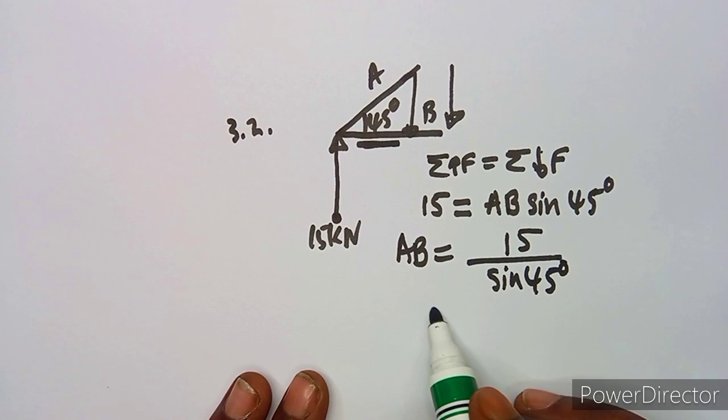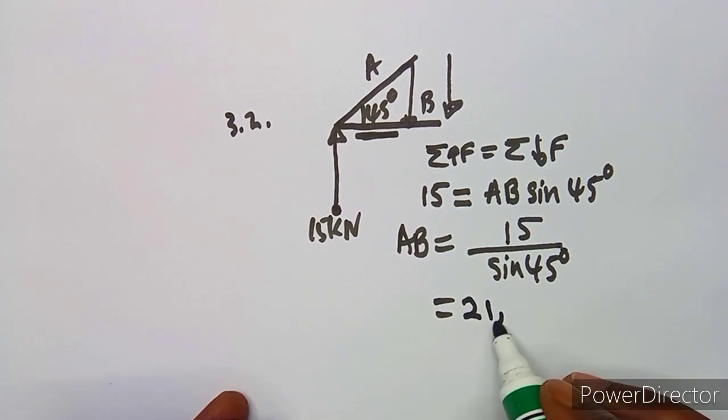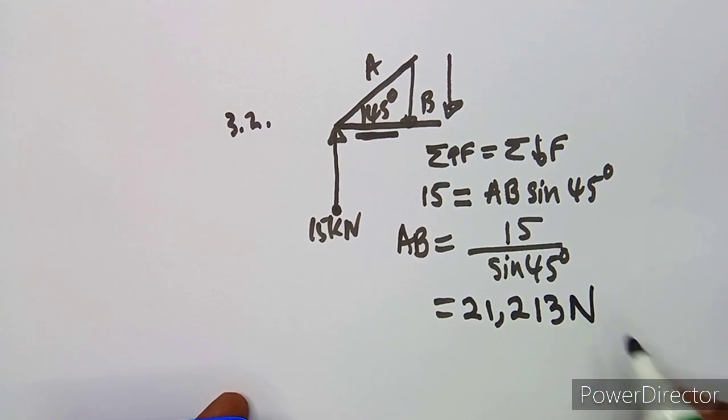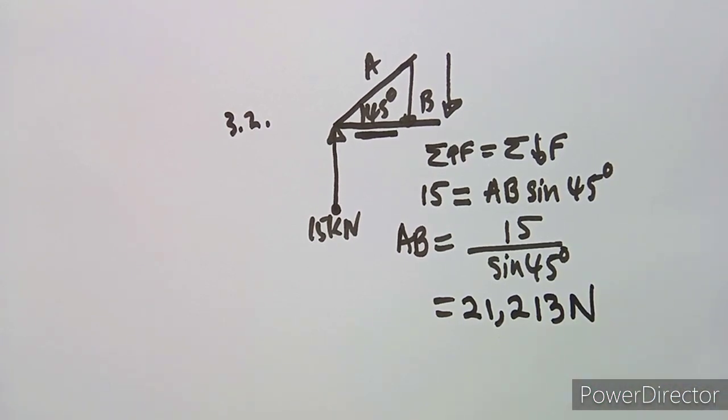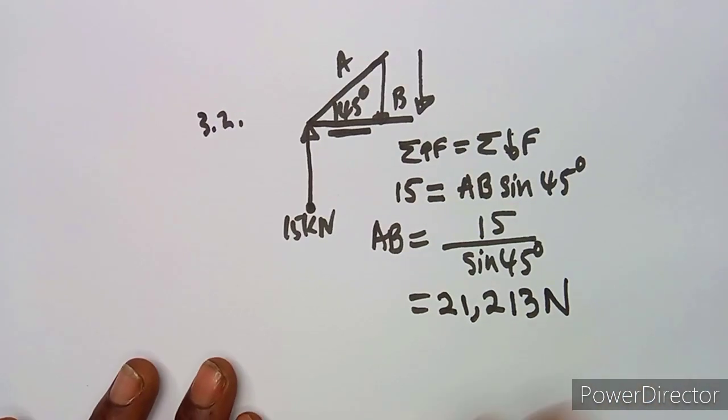So using this way, I'm not going to forget it. So using your calculator, 15 divided by sine 45, guys, because of my setup, I'm just going to punch out the value. So you're going to obtain something like 21,213 Newton, okay? And this AB is actually a strut, okay? Because this one, they'll be like coming together. So this one is a strut, AB.